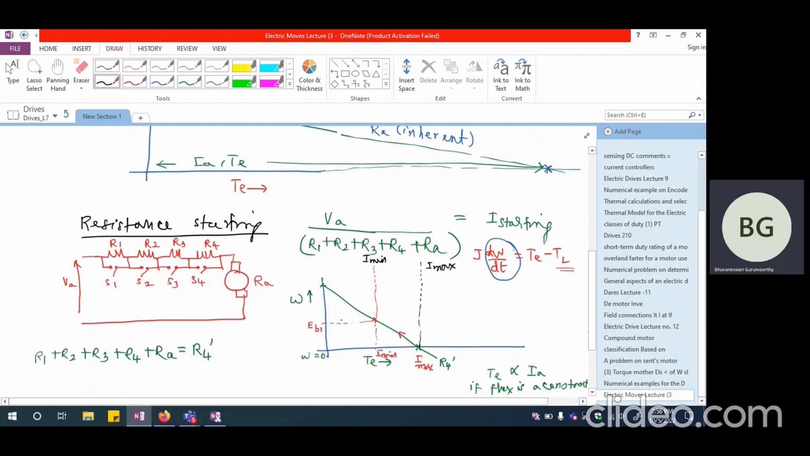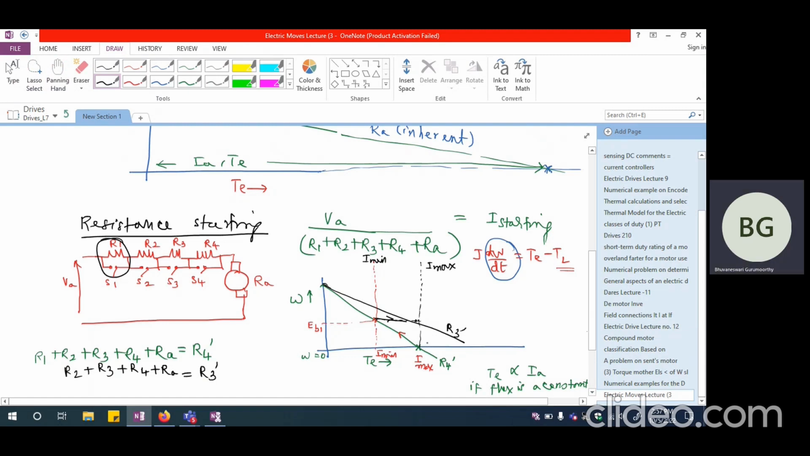Okay. Now this has reached this particular EB value. So at that point, I'm going to cut off one of the resistances. Say I'm going to cut off this R1. So when I am cutting off R1, what I have is only R2 plus R3 plus R4 plus RA. Let me call that R3 dash. So the next characteristic that I am looking at is going to be corresponding to R3 dash. So this is R3 dash.